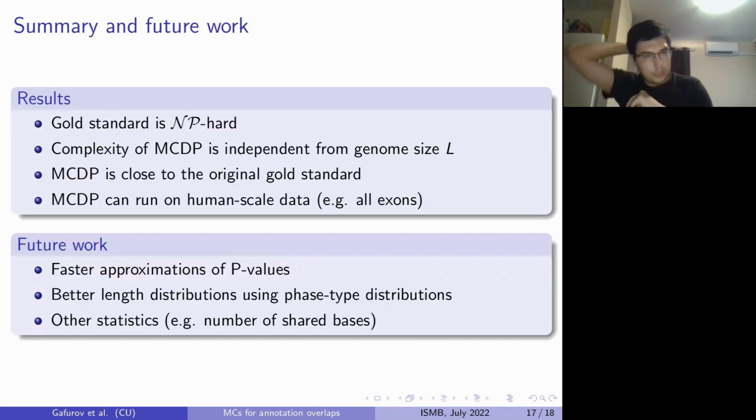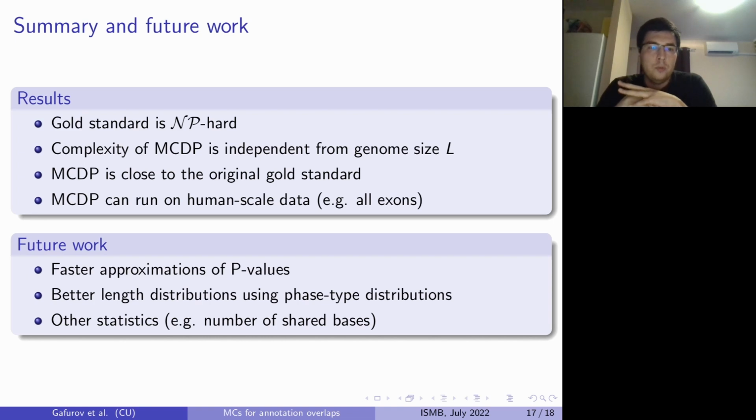So in conclusion, we have proven that the gold standard is NP-hard. We have then altered the gold standard to come up with a Markov chain null hypothesis, and we have shown that our proposed algorithm to compute the p-value has complexity independent from the genome size. We have shown that MCDP is close to the original gold standard, even though it is an alteration. And we have shown that we can run our algorithm on human scale data and large human scale datasets.